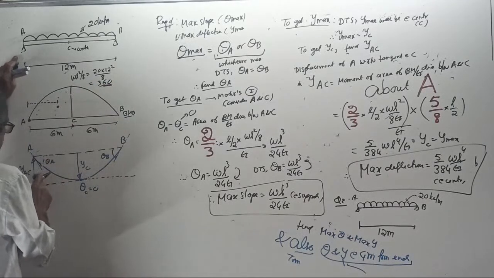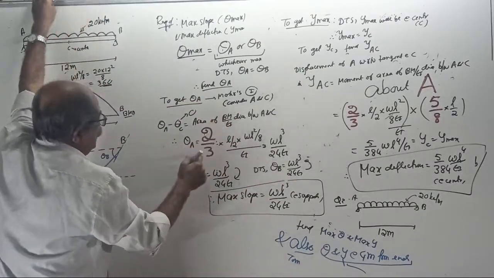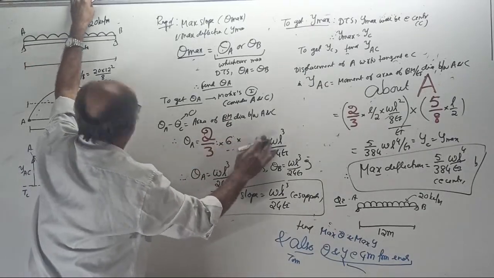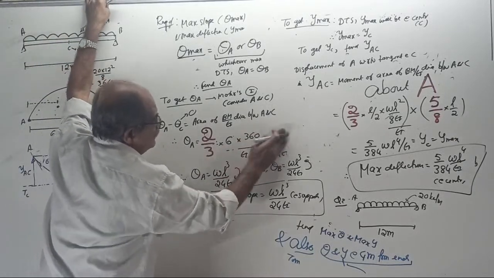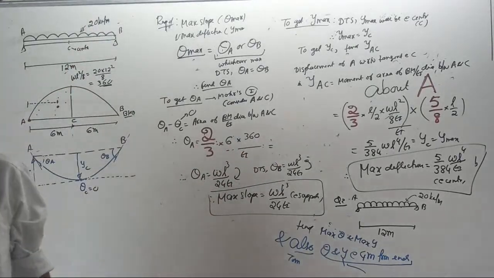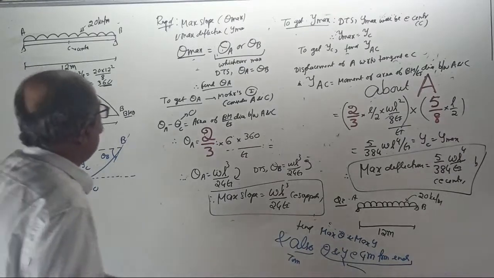All this will remain same, no change. But when you do theta A, 2/3 of 6 into 360. Fast, tell the answer. Numerical problem. Don't waste time. 1440 by EI.